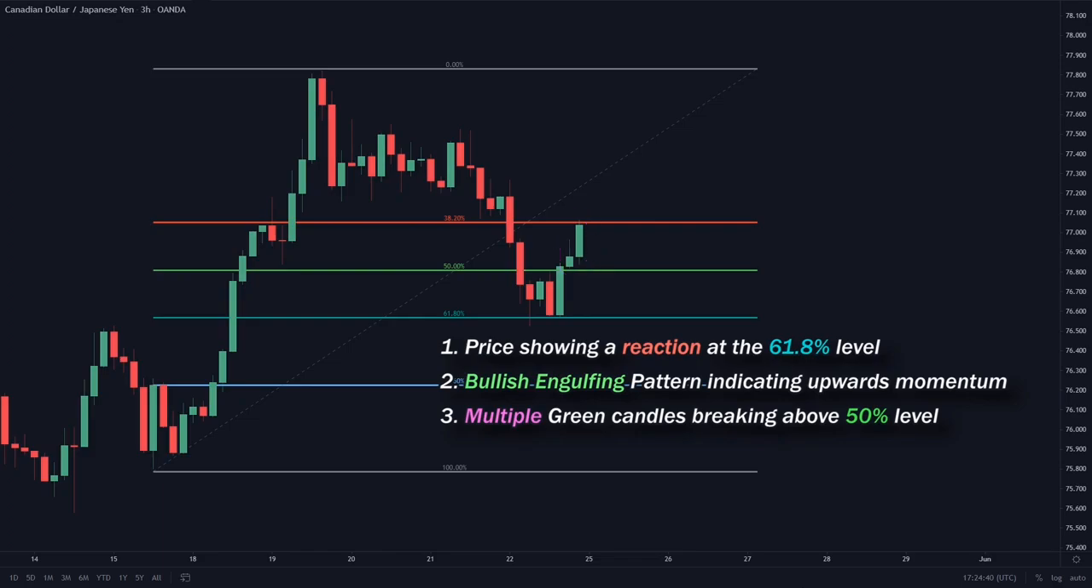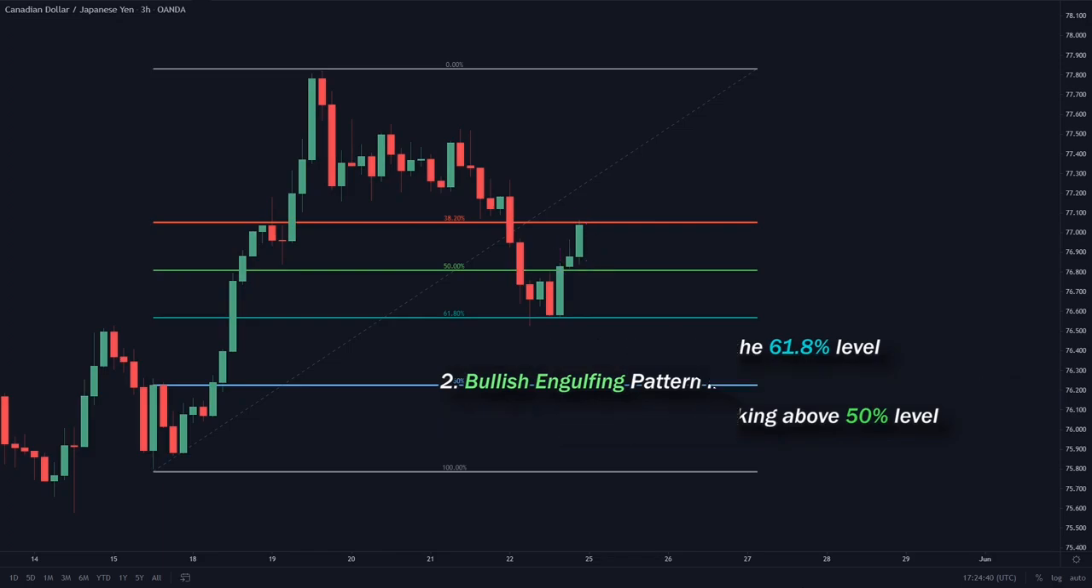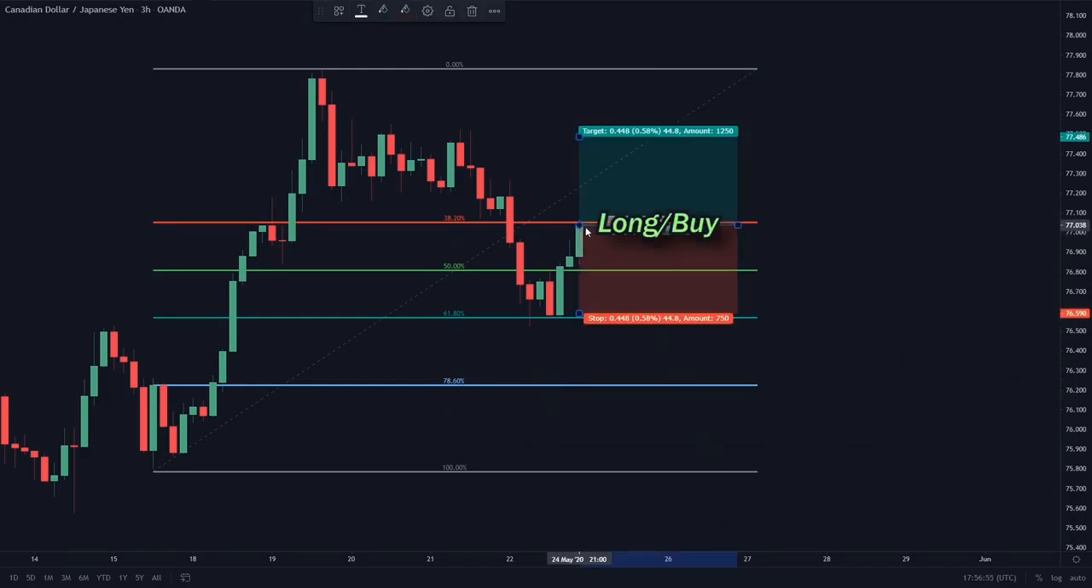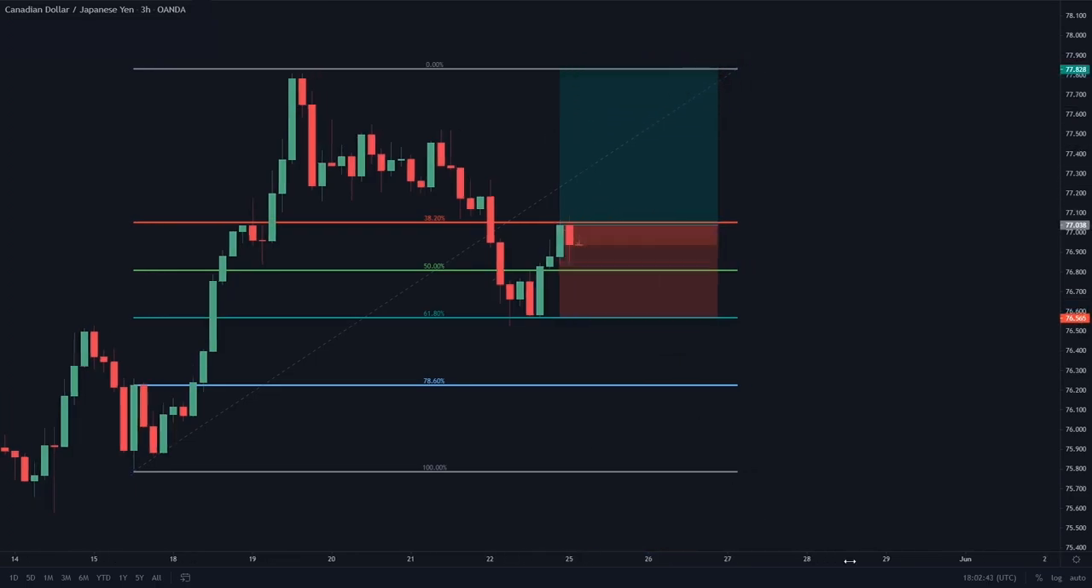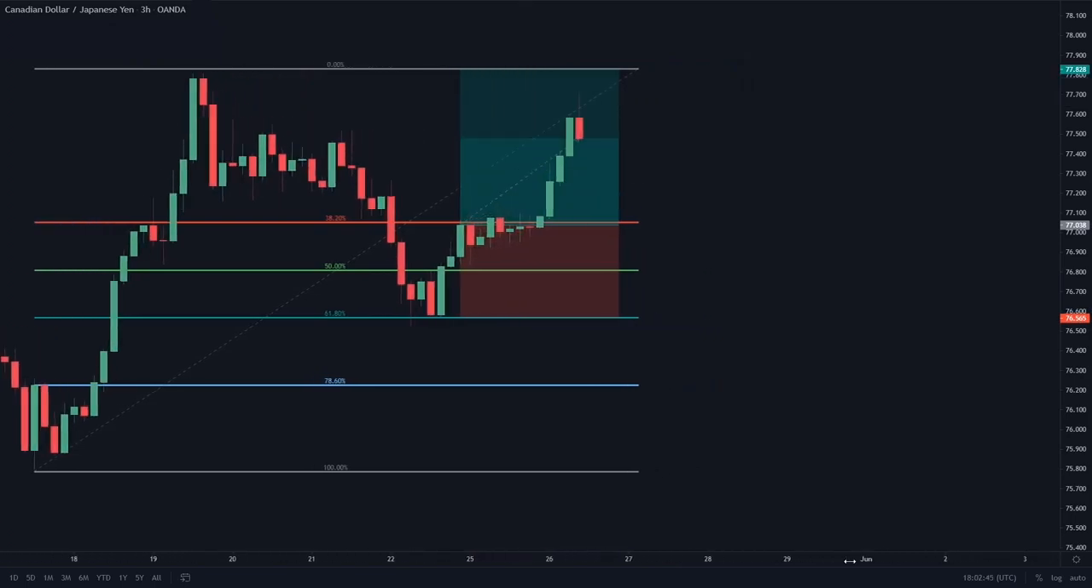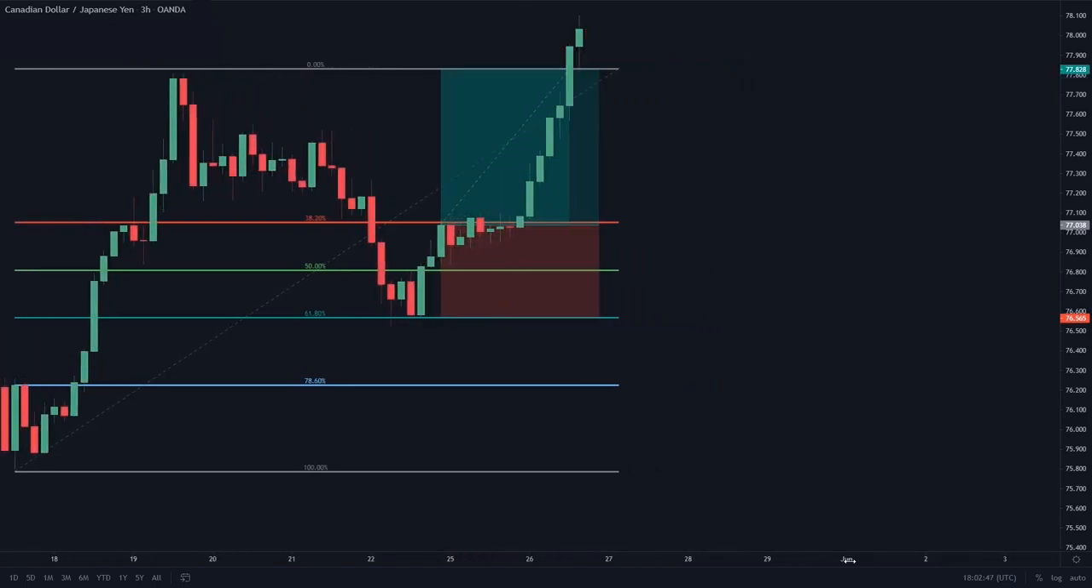So based on the price action, it is likely that the price will bounce off at this level. And so this is a good opportunity to take a long position. Now, just in case the trade fails, you need to have your exit strategy in place. So for your stop loss, you can place it at the swing low, and for your profit target, I like to set it at the 0% level. And as you can see, the price hits our profit target, and so this counts as a successful trade.